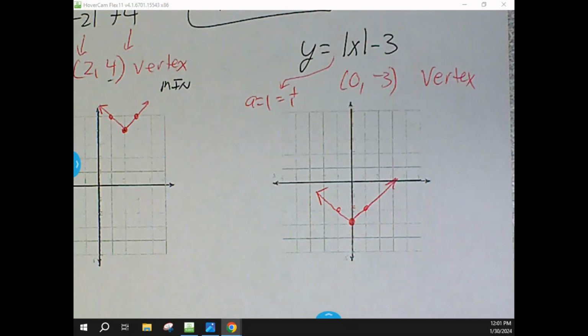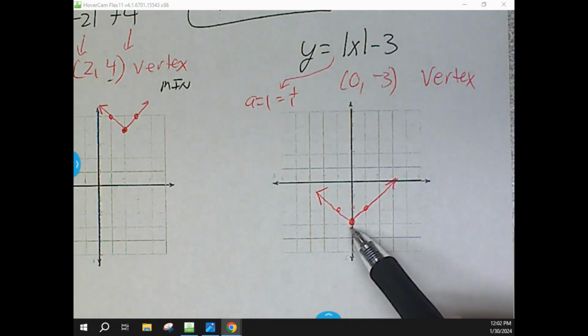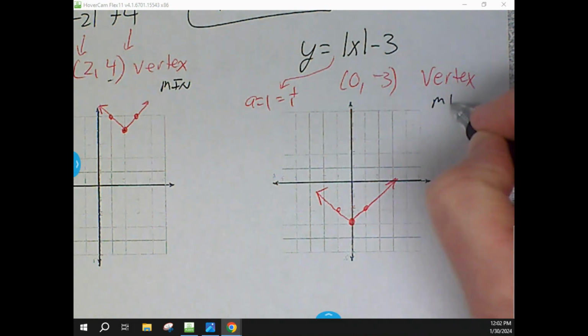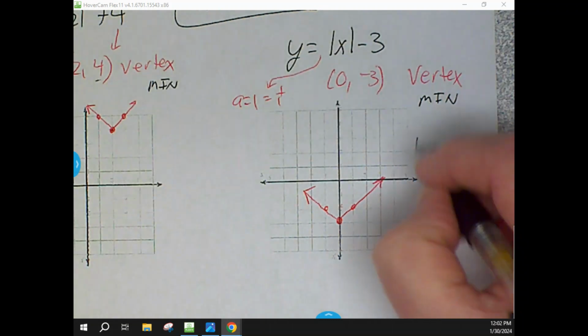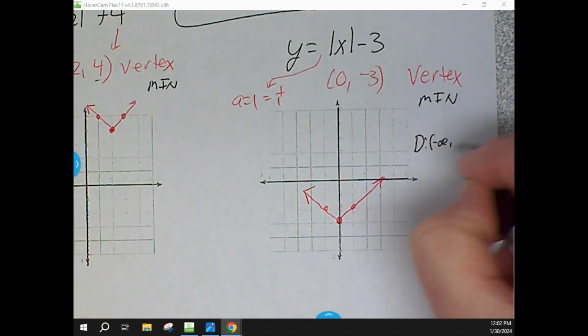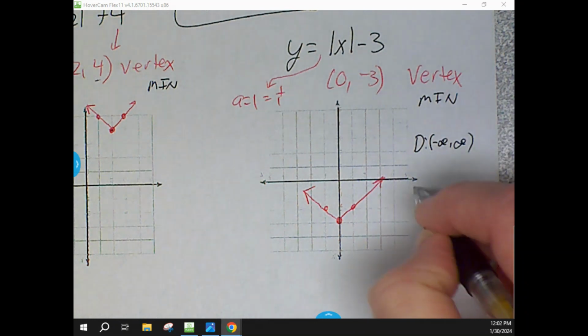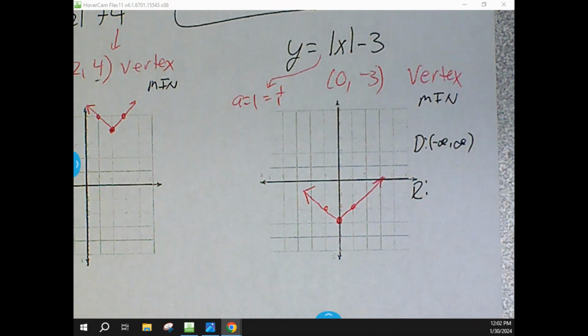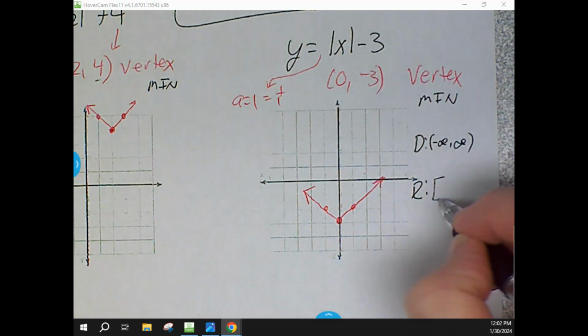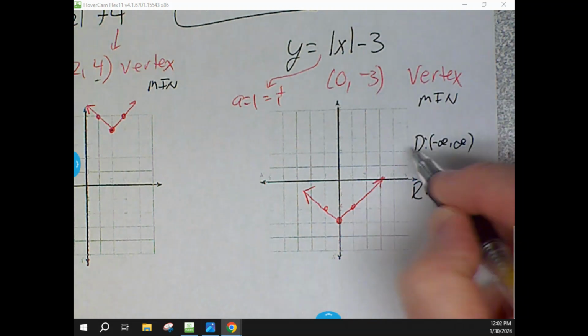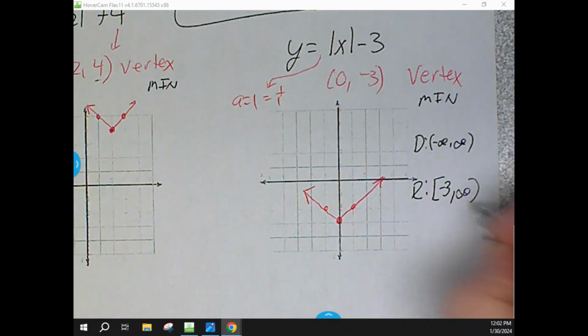All right, same question. Vertex, is that a maximum or minimum point? That's minimum. It's at the bottom, so we know that's going to be a minimum point. Okay, domain, again, it's never going to change. It's still going to be negative infinity to infinity every single time. The range, though, is going to change a little bit. So if that's the minimum, we're going to start at negative 3, and it goes up forever, so it's negative 3 to infinity.